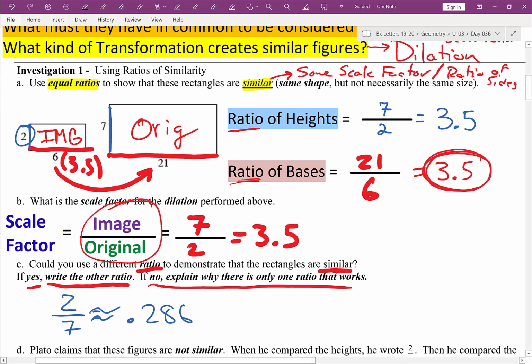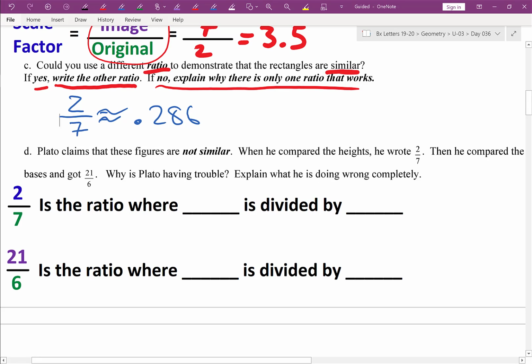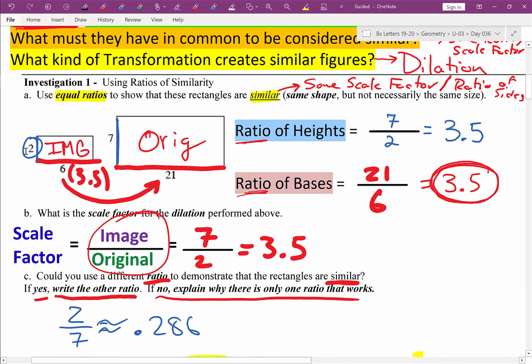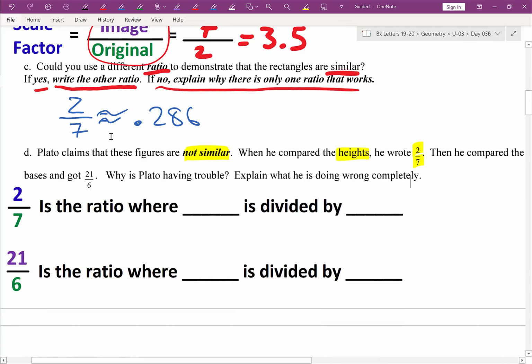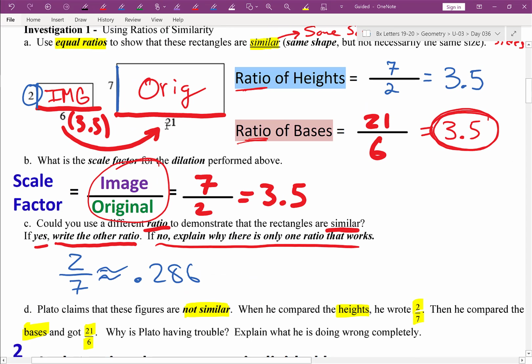All right. Now, Plato, the student of Socrates, claims that these figures are not similar. This guy, I don't know, man. He says they're not similar. Maybe he knows something we don't. When he compared the heights, what he wrote was 2 over 7. And if we look, yeah, 2 and 7 are the heights. All right, that's good. Then he compared the bases and got 21 over 6. And if we look, yeah, 21 and 6, they are the bases.